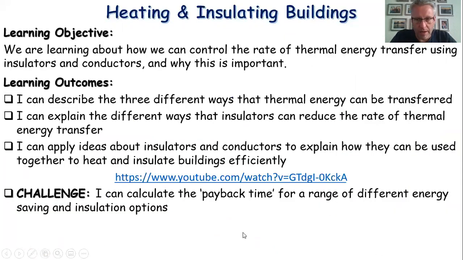So let's have a look at this. Hopefully, having thought about that, we can apply ideas about insulators and conductors to explain how they're used together to heat and insulate buildings efficiently. The key words that I've underlined there in terms of conduction and convection, small trapped air pockets, and also silvered surfaces reflecting and not emitting radiation is very useful. There's a short video clip, a Free Science Lessons video clip that really goes through that in detail if you want further clarification or that to be explained in a slightly different way.